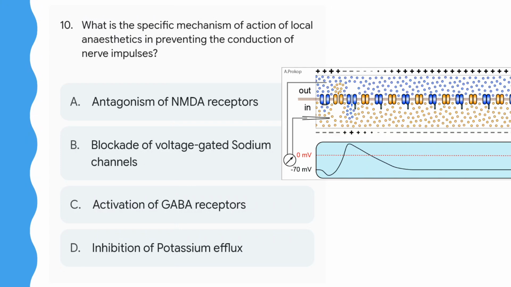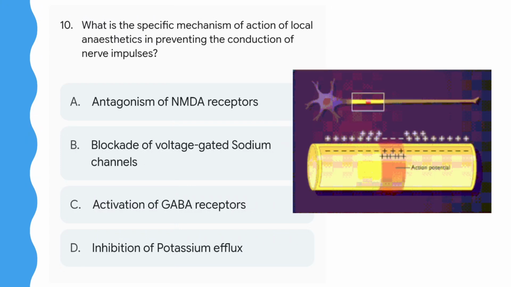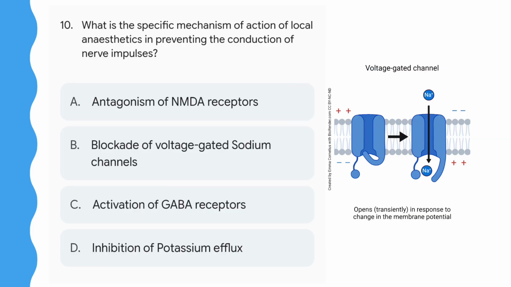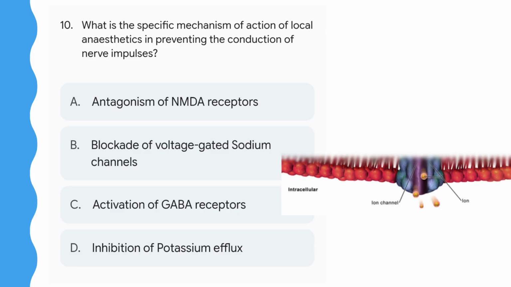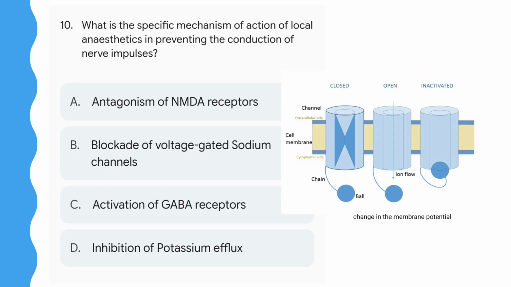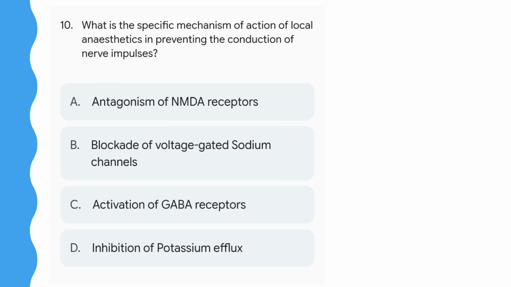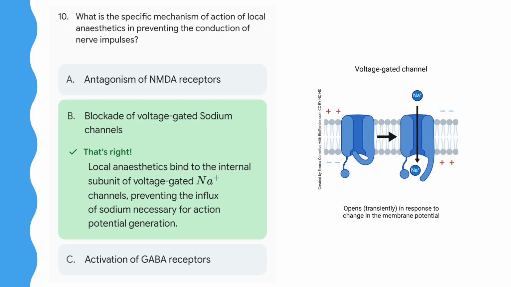What is the specific mechanism of action of local anesthetics in preventing the conduction of nerve impulses? Options are: option A, antagonism of NMDA receptors; option B, blockade of voltage gated sodium channels; option C, activation of GABA receptors; option D, inhibition of potassium efflux. The correct answer is option B, blockade of voltage gated sodium channels.